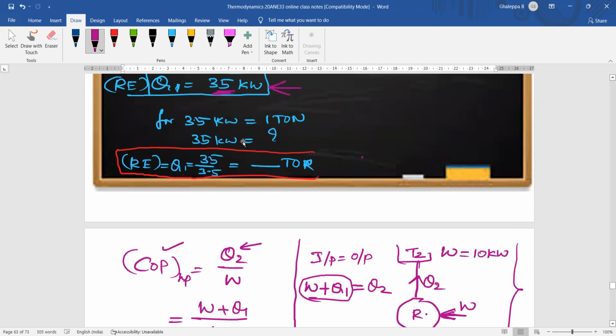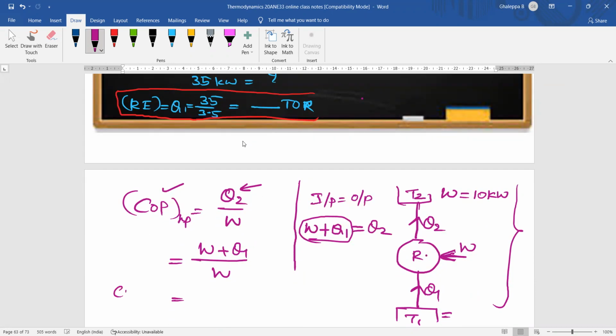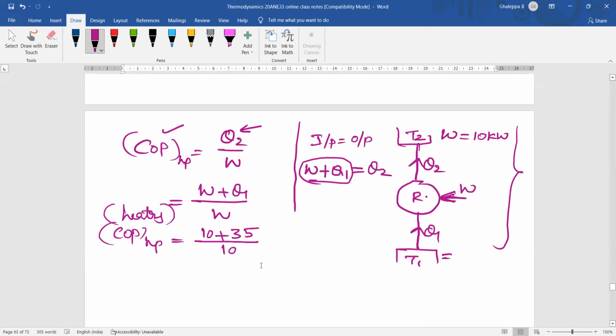That you substitute here. COP of heat pump, it is for heating. We are calculating the COP of heating. W is 10, Q1 is 35, both are in kilowatt. So 10 plus 35 is 45, and 45 divided by 10 is 4.5. COP of heating is 4.5. That's it. Very simple.